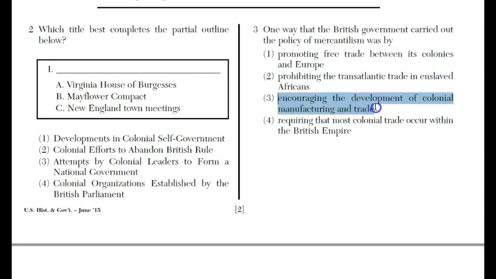Encouraging the development of colonial manufacturing and trade. That's the opposite of mercantilism. You don't want the colonies manufacturing stuff. If an American can, say, grow cotton in America, turn it into cloth in America, and sell the cloth to other Americans, the mother country doesn't make any money on this. You want them to grow the cotton here, ship it back to England, and then ship the cloth from England back to the colony. So that makes no sense.